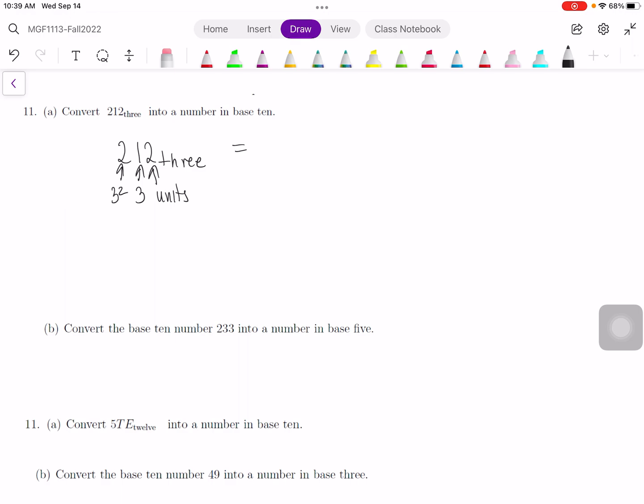This is the number of 3 squares. So I have 2 3 squares, 1 3, and 2 units. So that's 2 times 9, 18, plus 5, so 23. So that's 23 in base 10.